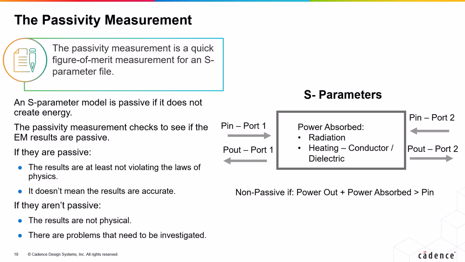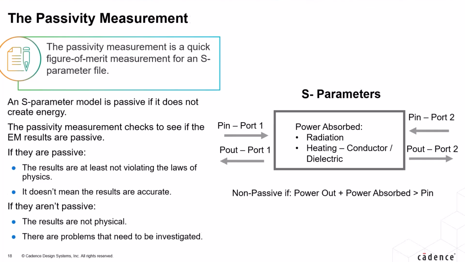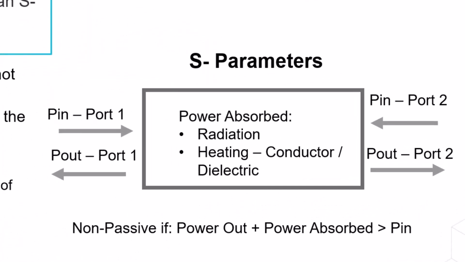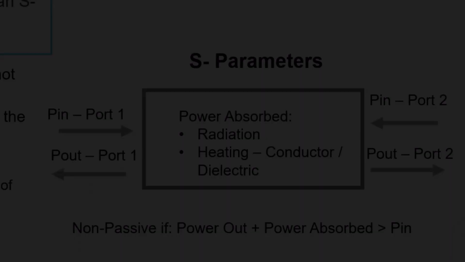Basically, passivity tells you if the S parameters are generating energy, which of course you do not want for an EM type structure. The figure is attempting to show that the power can come in, the power can go out, and the power can be absorbed in the S parameter block through radiation or heating in various ways. But if that S parameter block is creating energy, the results are non-passive and we have a problem.